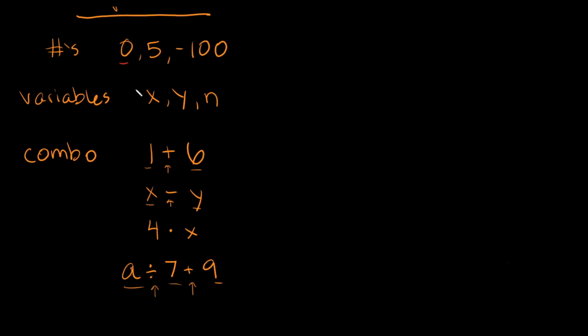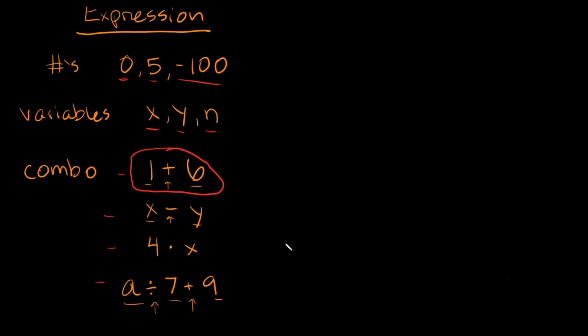So this on its own is an expression. This on its own is an expression. This is an expression. These each are expressions. This combo right here is an expression, and the same thing for these three right here. So literally a number by itself can be considered an expression. So just 0 is considered an expression, or just a variable is considered an expression. So those are expressions. Now, let's scroll up a little bit.